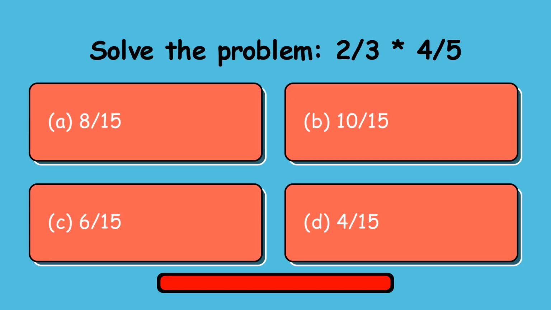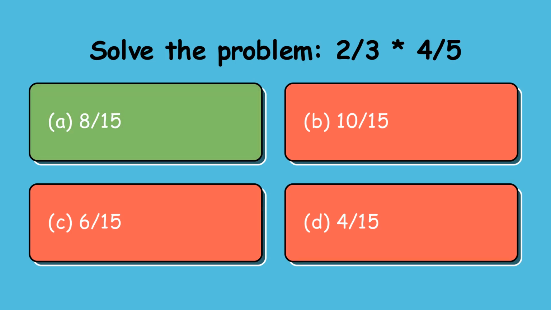All right, let's dive into our math problem. We have 2/3 multiplied by 4/5. What is the solution? You have 10 seconds to solve the problem, or feel free to pause the video if you need more time. Your possible solutions are A, 8/15, B, 10/15, C, 6/15, D, 4/15. Good luck. Correct answer is A.